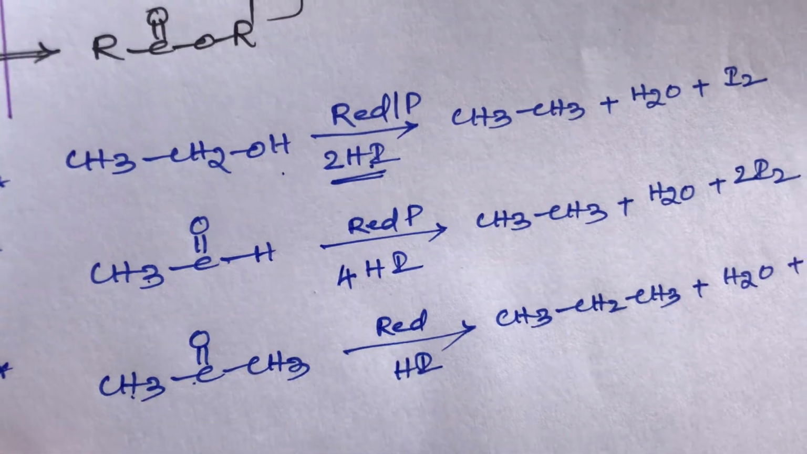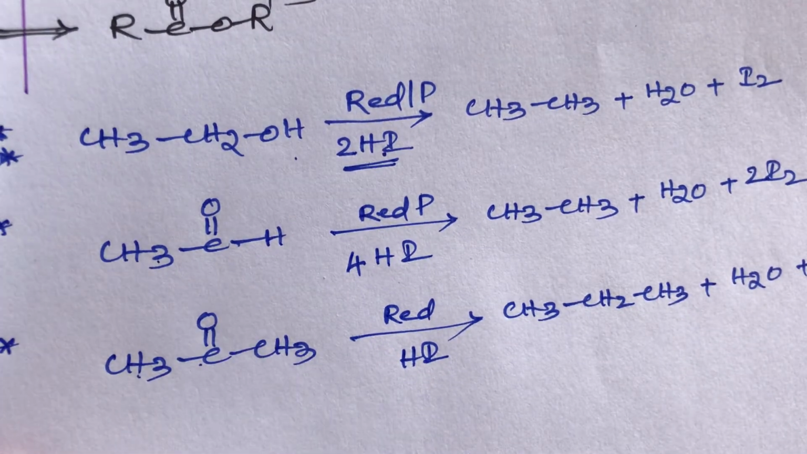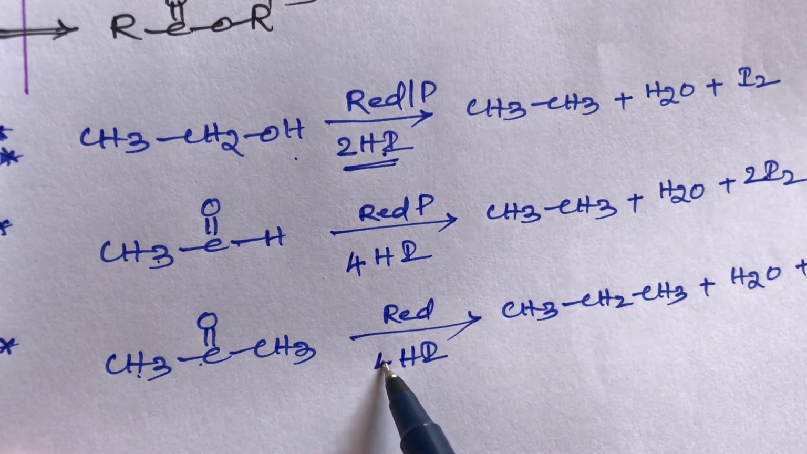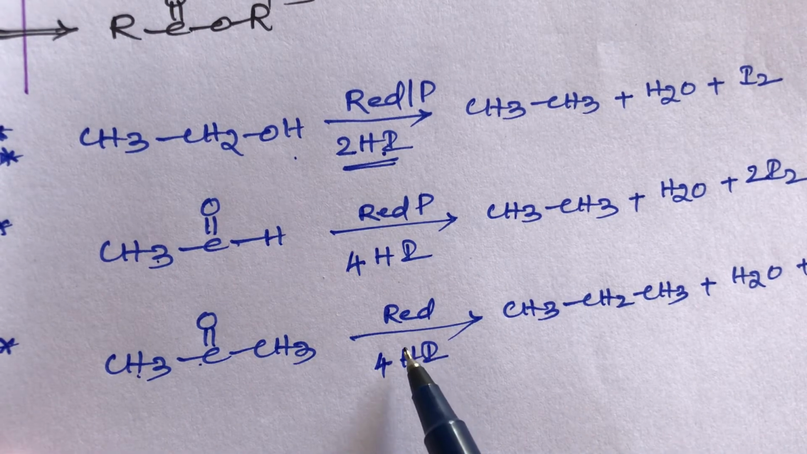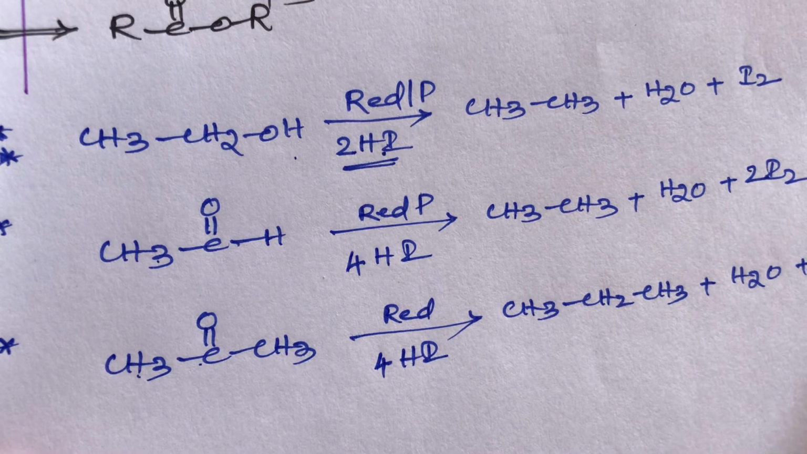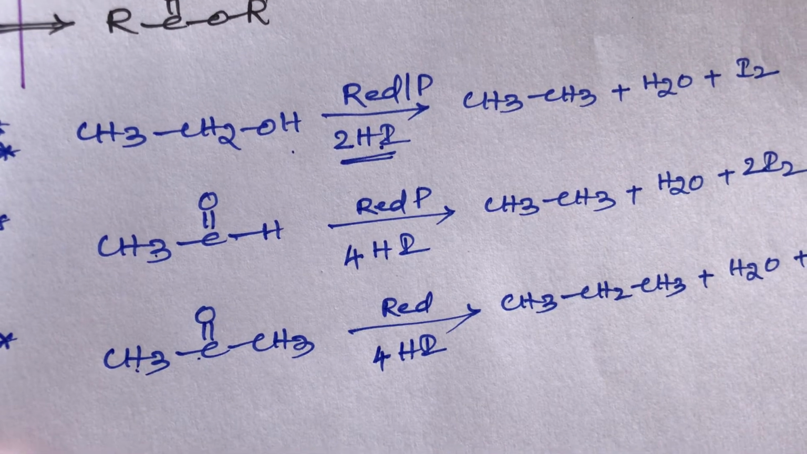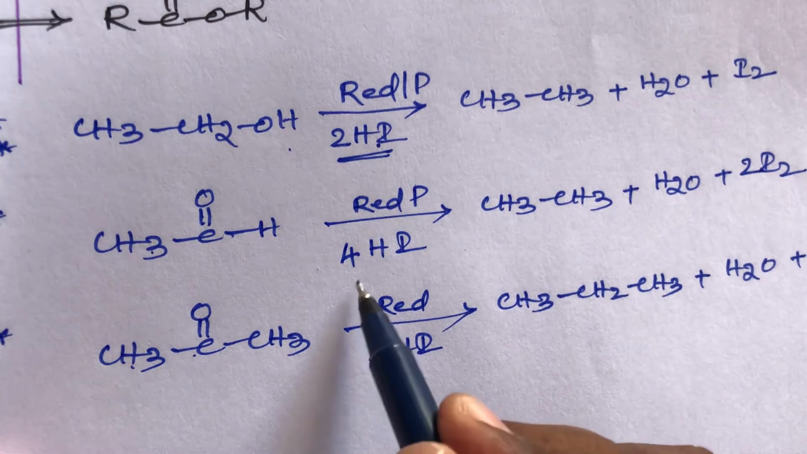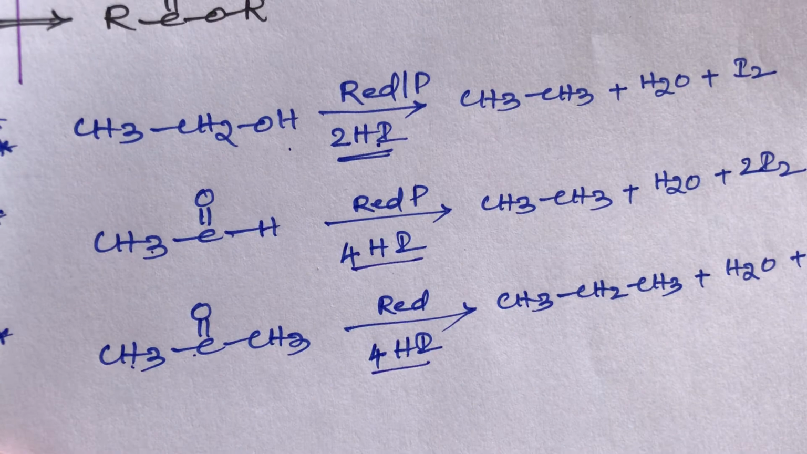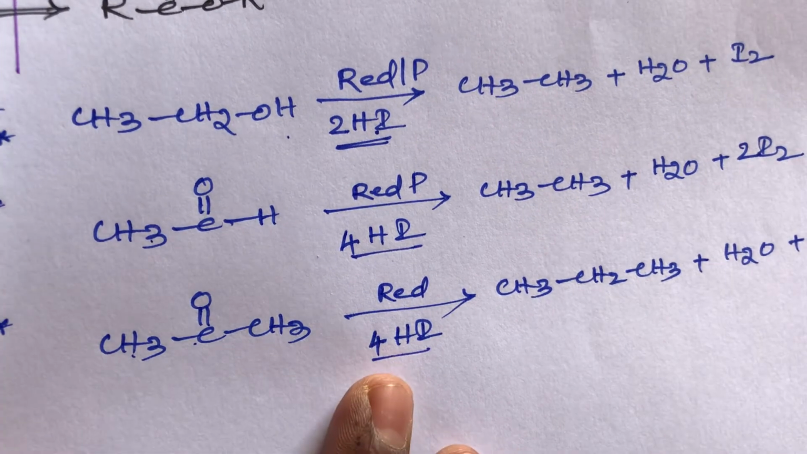Here also same thing, student. Aldehydes and ketones reduction with HI in the presence of red phosphorus, it is also participating. Here 4 moles of HI are involved in this reaction, student. When ketone, that means acetone, reacts with HI in the presence of red phosphorus, it gives propane plus water plus I2. In this reaction 4 moles of hydrogen iodide are involved. These both are same, aldehydes and ketones, equal moles of HI, student. Here also 4 moles of HI are involved.